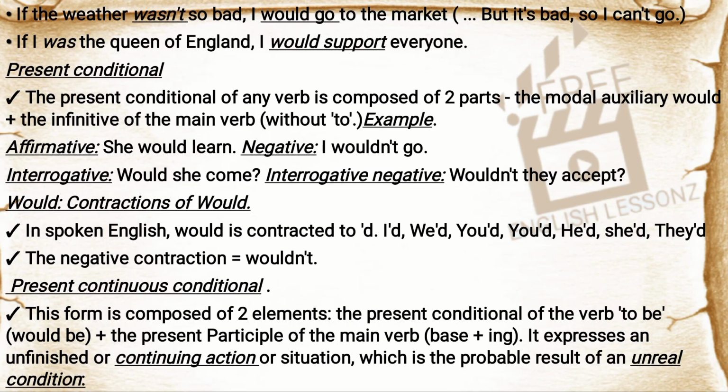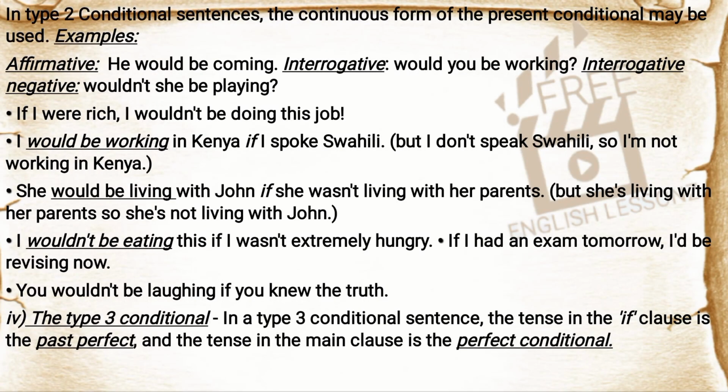Present continuous conditional. This form is composed of 2 elements, the present conditional of the verb to be, would be, plus the present participle of the main verb, base plus ing. It expresses an unfinished or continuing action or situation, which is the probable result of an unreal condition. In type 2 conditional sentences, the continuous form of the present conditional may be used. Examples: affirmative, he would be coming. Interrogative, would you be working?